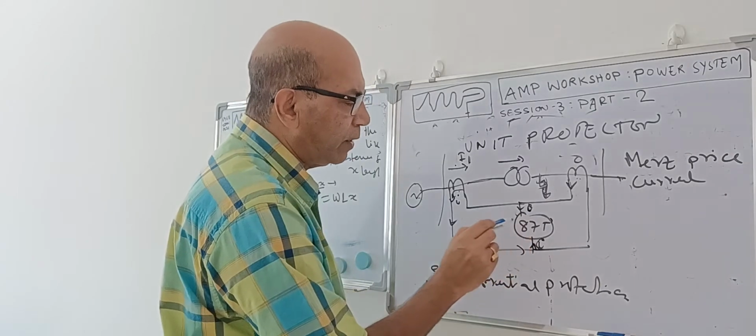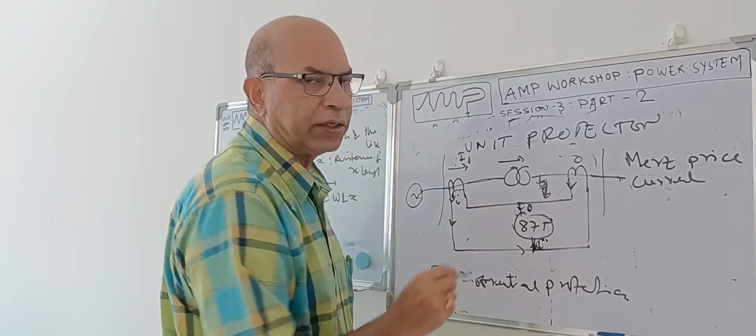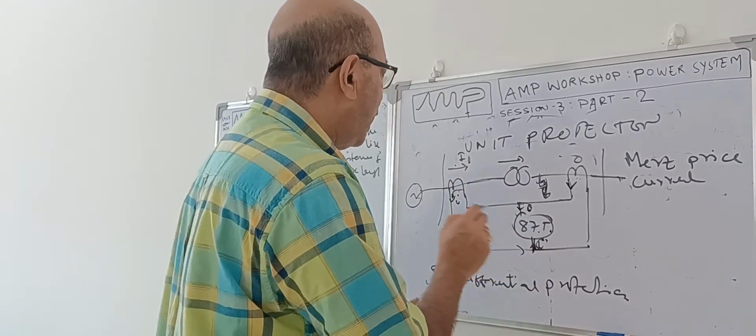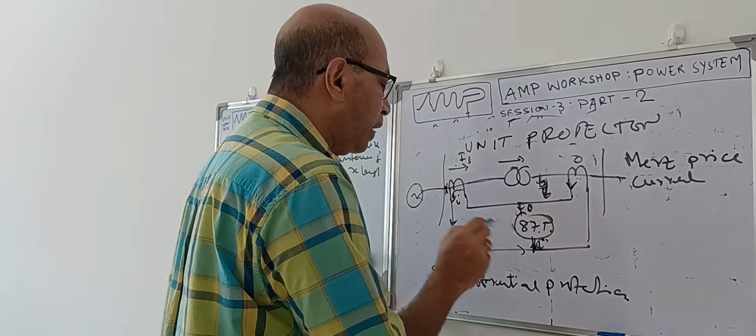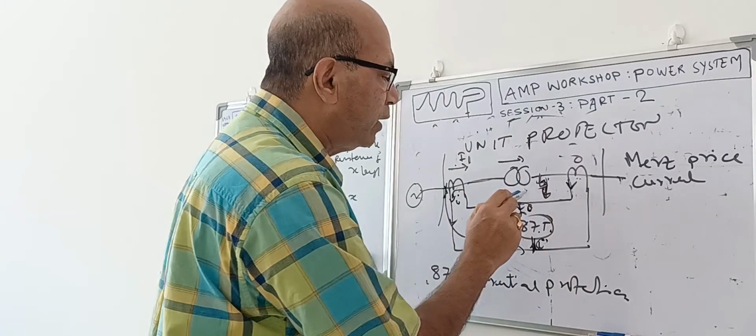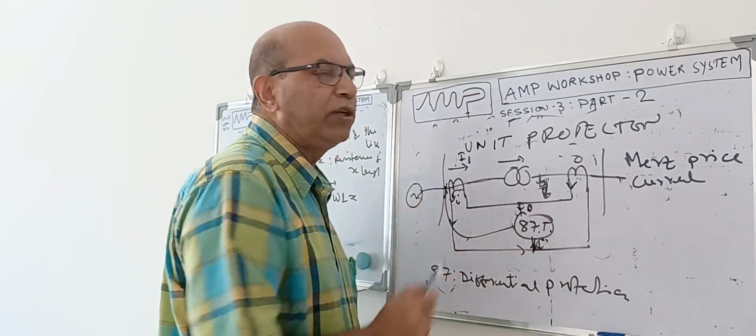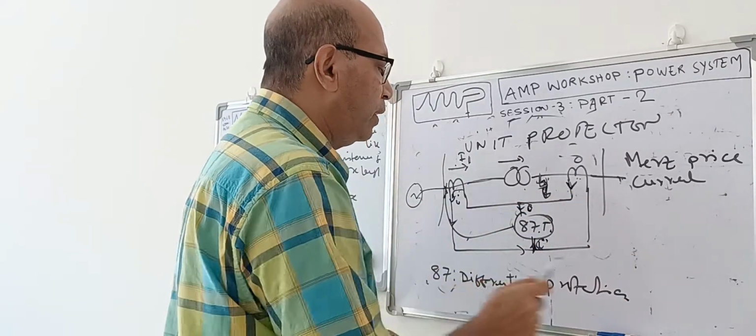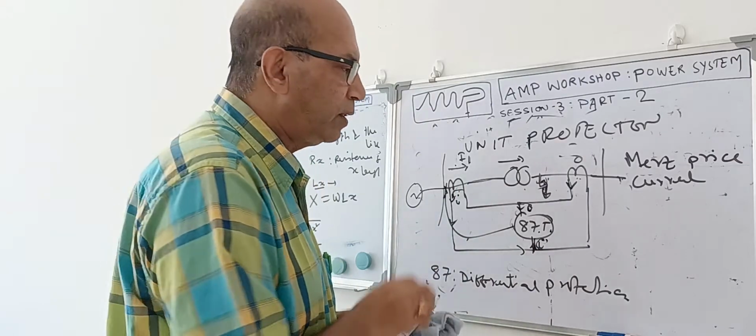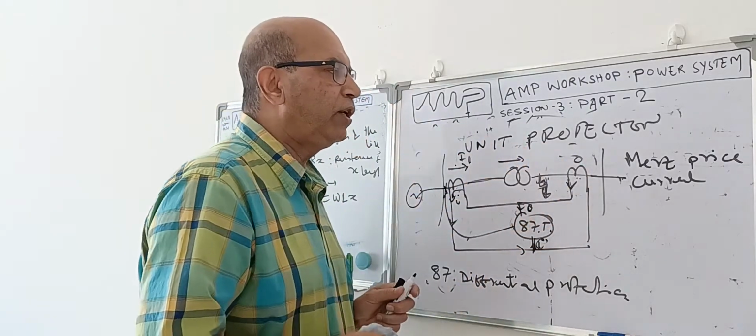So what will happen in this case? Immediately the 87 is seeing only this current, but from the other side there is no current. So there is a net current in the relay. Immediately the relay will operate, and suppose there is a breaker, it will trip the breaker. So it will be isolated. If the fault is within this zone, the relay will operate immediately. This is called unit protection. When the fault is outside, the relay will not operate, but when the fault is inside, the relay will operate immediately. That means the protection is limited within the zone. It is called unit type protection.